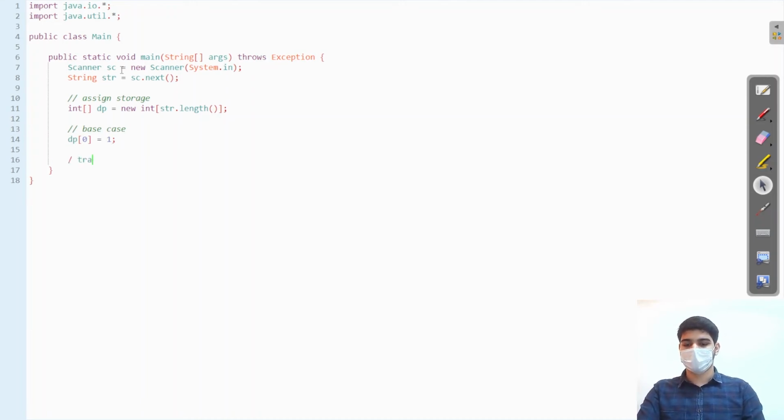Now we have to traverse and solve. Now we have to traverse from dp of 1 till n, so I goes from 1 till n.